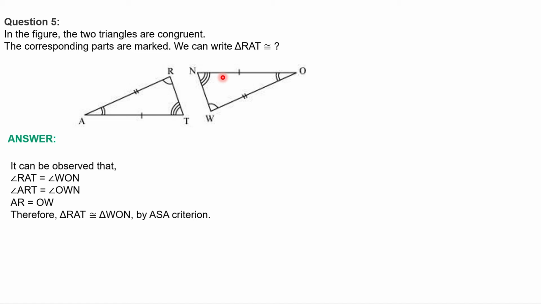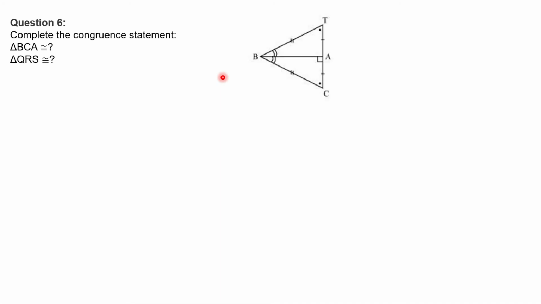Okay. Hope you understand this part. If you still have any doubt, you can comment in the comment box. Now, next question, question number 6. Complete the congruency statement. Triangle BCA is congruent to what, and triangle QRS is congruent to what? Here you have been given the triangles. Hope you can do this question.